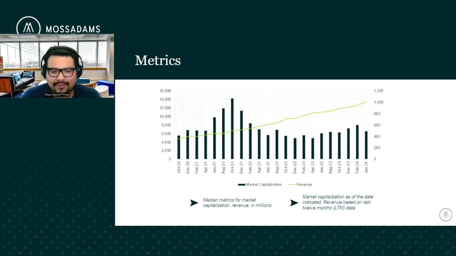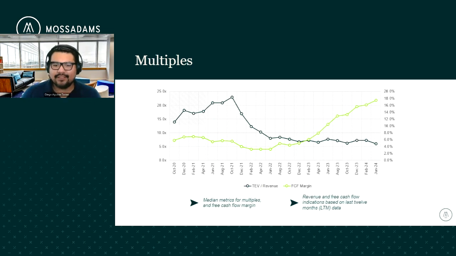Now, when we take a look at additional data, the next slide appears to show a similar trend. Here we're looking at revenue trading multiples for the same group of companies, and we're looking at free cash flow margins. So as we can see, multiples have come down and have been in a range since about June 2022. But free cash flow margins have been increasing beginning around the same time those multiples began bottoming.